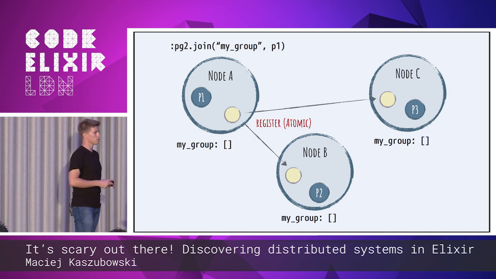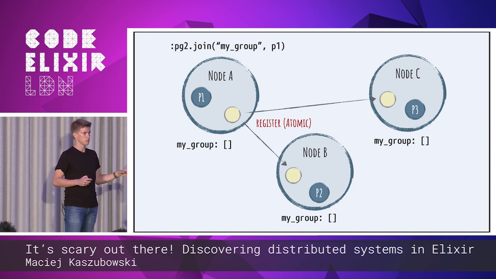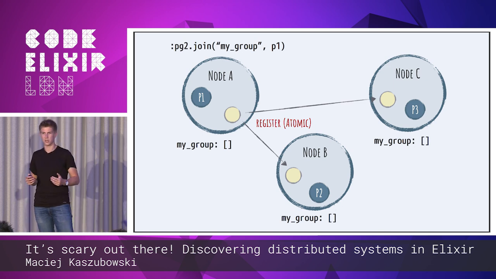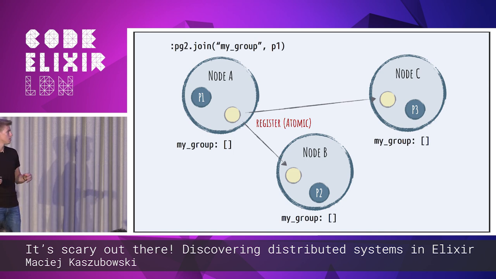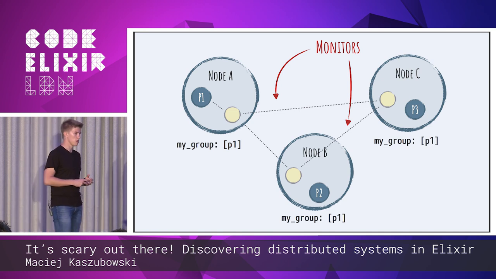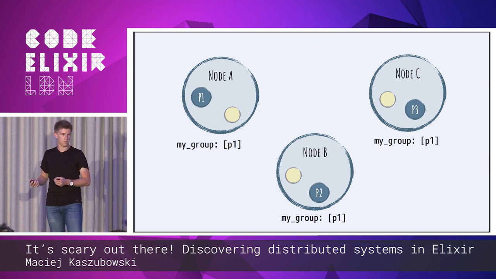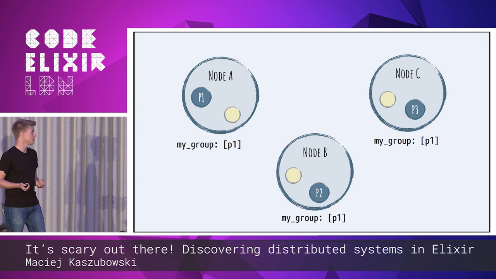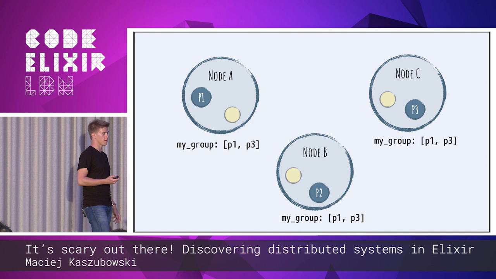When you want to join a group, the pg2 module actually uses global. So it starts a global transaction, assuring that only one process at a time can add a PID to a group. It also uses monitors. So when the process or node goes down, it is automatically removed from the group. And it works. You can add another process, but again, you can have a partition.